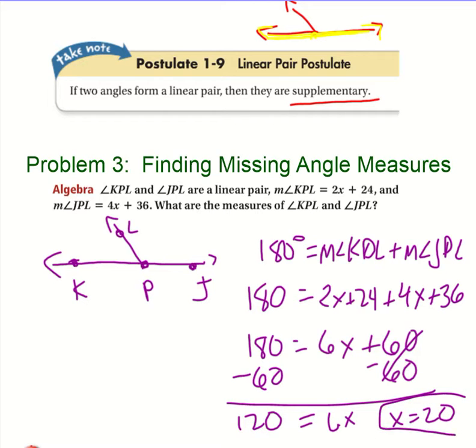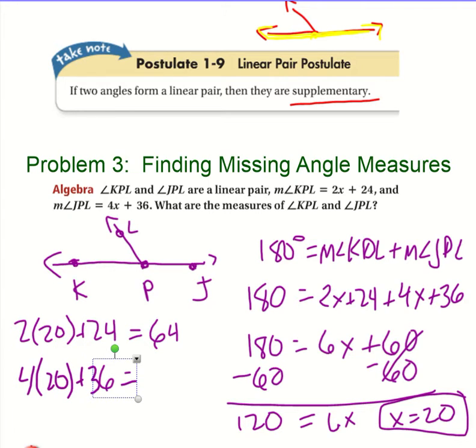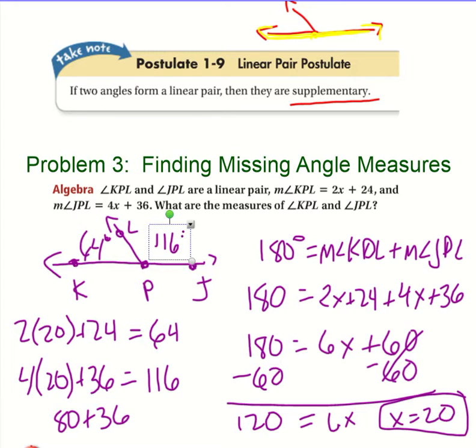I can then use that to go back in and solve. So I have 2 times 20 plus 24 for KPL. That's the same as 64. And then I have 4 times 20 plus 36. It's going to give me 80 plus 36, which is 116. And if I check my work, 64 plus 116 is 180. So the measure of angle KPL is 64 degrees, and the measure of angle JPL is 116 degrees.